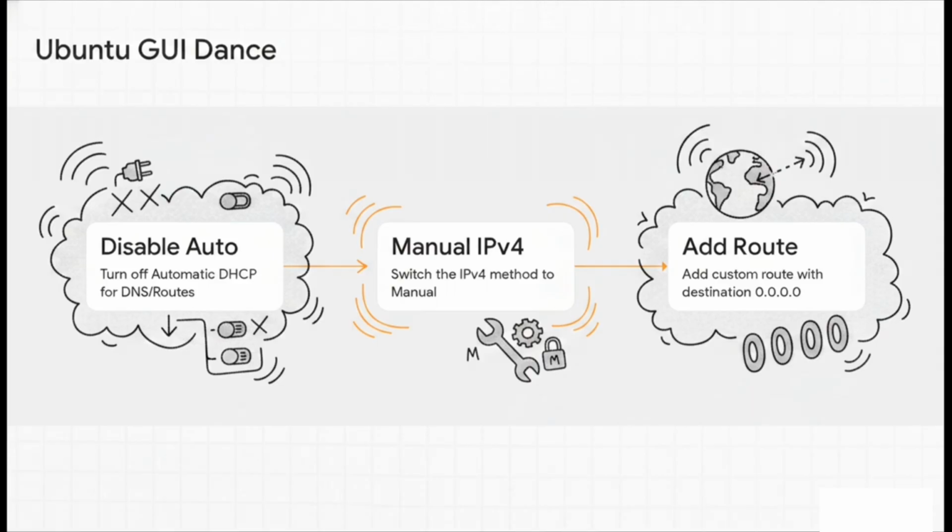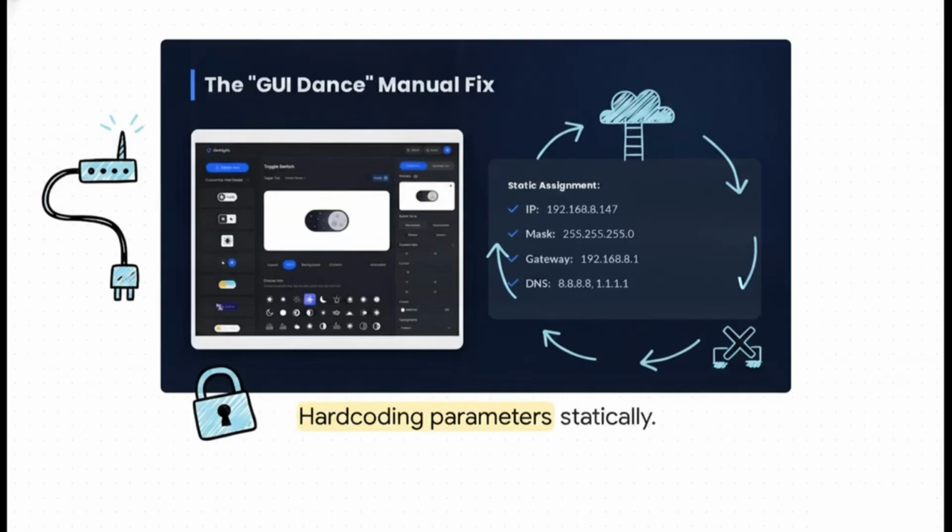Finally, and this is the absolute secret sauce here, you manually add a custom route with the destination of quad 0. That's 0.0.0.0, which tells the system to route absolutely all external traffic through your specific gateway. So the crucial point is hard-coding these parameters.